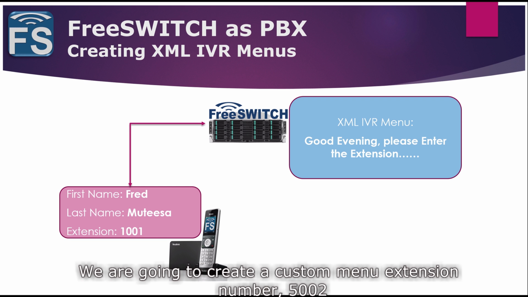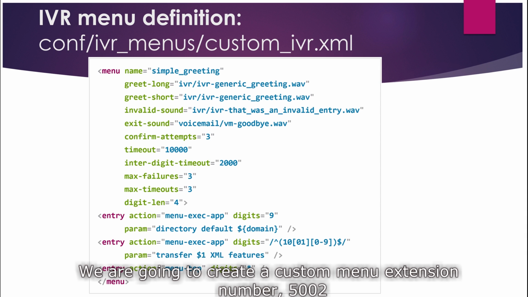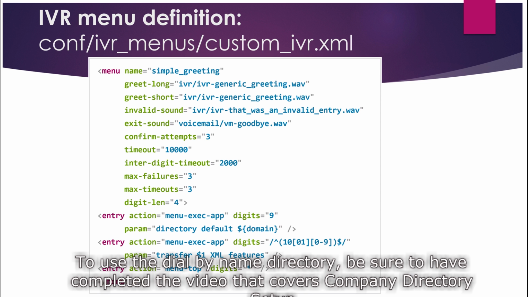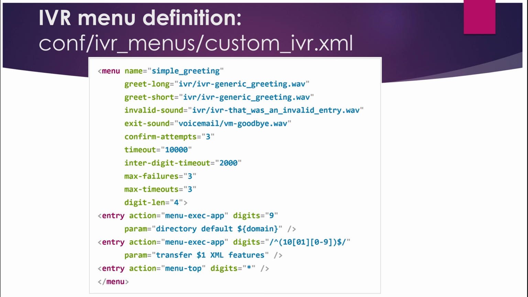We are going to create a custom menu extension number 5002 and then use a generic greeting that comes with FreeSWITCH sound files. To use the dial by name directory, be sure to have completed the video that covers the company directory. It is one of the videos that I posted earlier before this one.